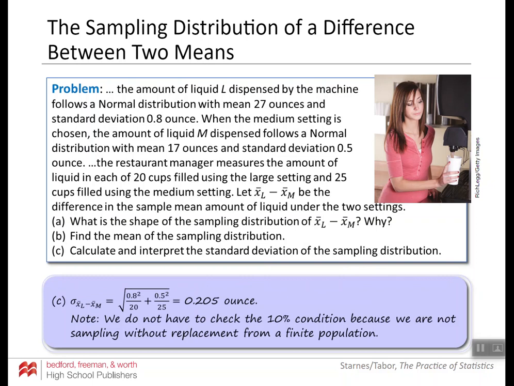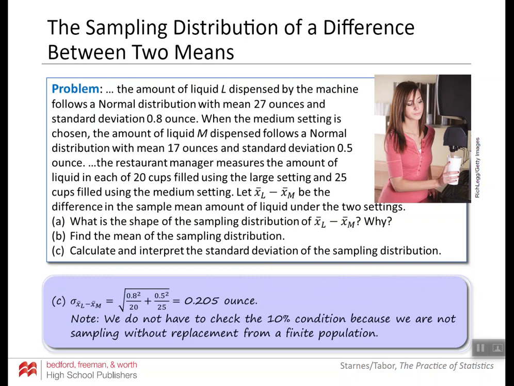Now, there's a note here that says we do not have to check the 10% condition because we are not sampling without replacement from a finite population. There is technically an infinite population here because you have large drinks and medium drinks. We're not talking about people. So there's not really a 10% condition to check.